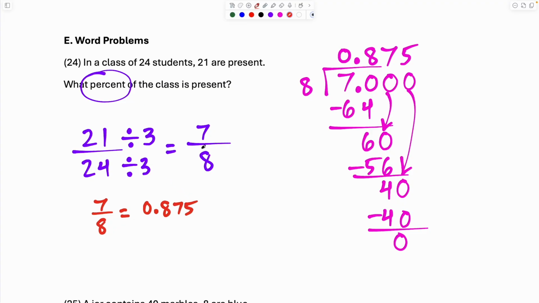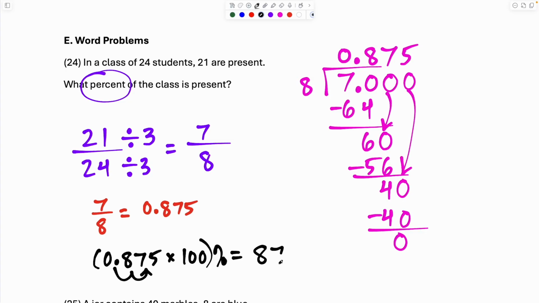So we just went from fraction to decimal form, and now we could finally go to percent form. So we take 0.875 and we multiply it by 100. And then we could put our percent in, and when we multiply by 100, the decimal is going to go 2 spaces to the right, giving us 87.5%.